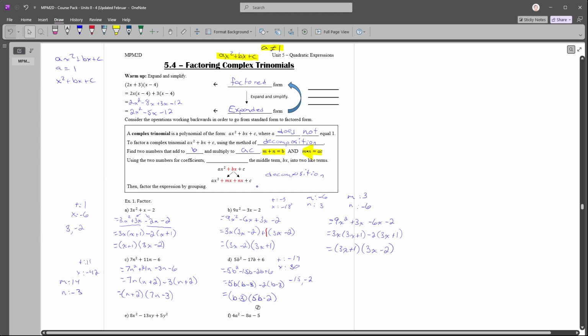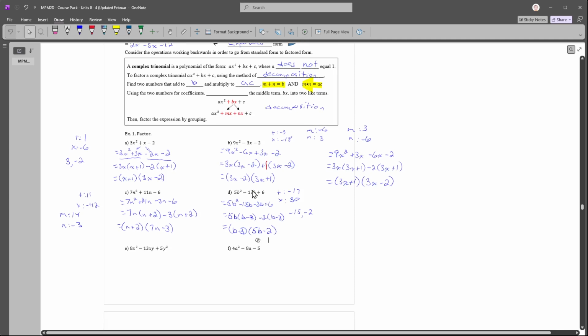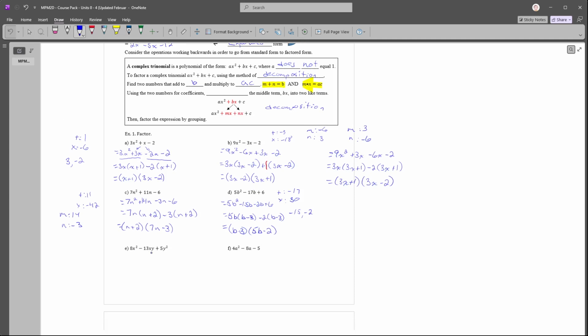We got two more of these before we get into something a little bit more complex. So we have 8x squared minus 13xy. So we have an extra variable in the mix now, so keep that in mind. And 5y squared. So we need to find two numbers that add to negative 13 and multiply to 5 times 8, which is 40. Okay. So what are two numbers that add to negative 13 and multiply to 40? This is a plus sign, so they're both going to be the same sign. This is a negative, so they're both going to be negatives.